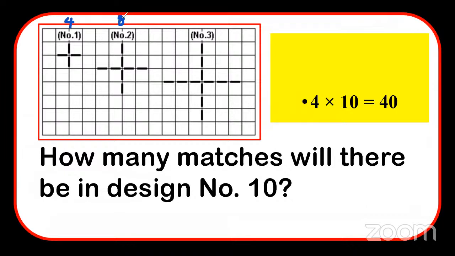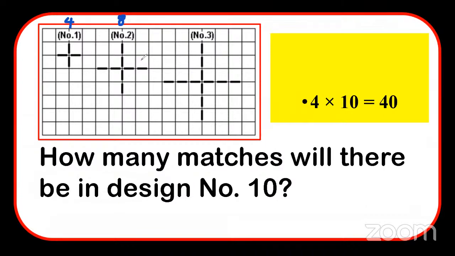But if we do not know what we had previously, adding 4 will be very difficult because it will mean that we have to think about how many matchsticks are there in all the design numbers for us to figure out how many will be in design 10. Let's look at this one. So basically we multiplied 4 matchsticks by design number 1, we got 4.